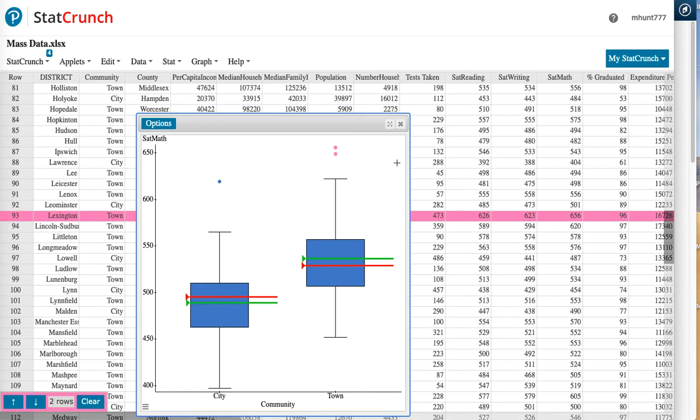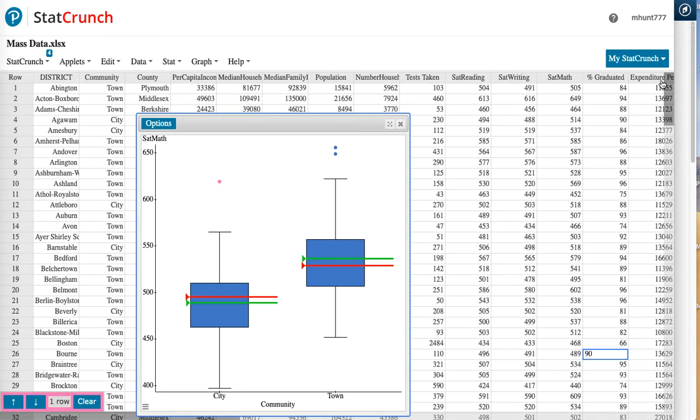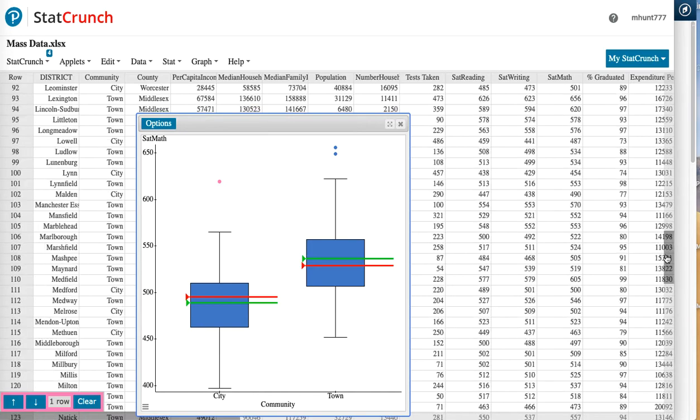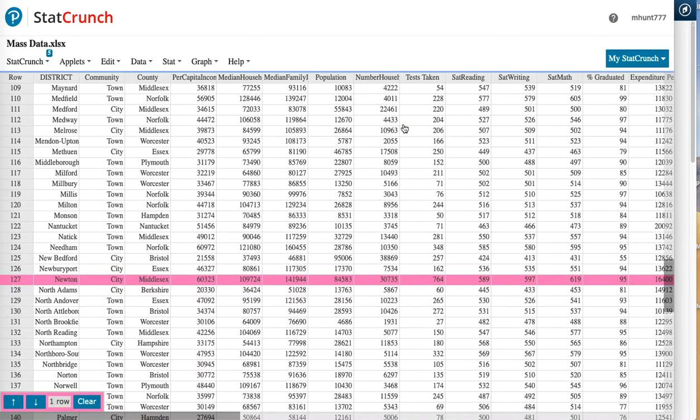If I want to get rid of that highlighting, I can click clear, and I can go after the outlier for the cities. That was only one row, and it's down the bottom here. That one row was Newton. Newton had an unusually high math SAT score for a city. The next thing I'd like to do is close out of this and do another analysis involving box plots.